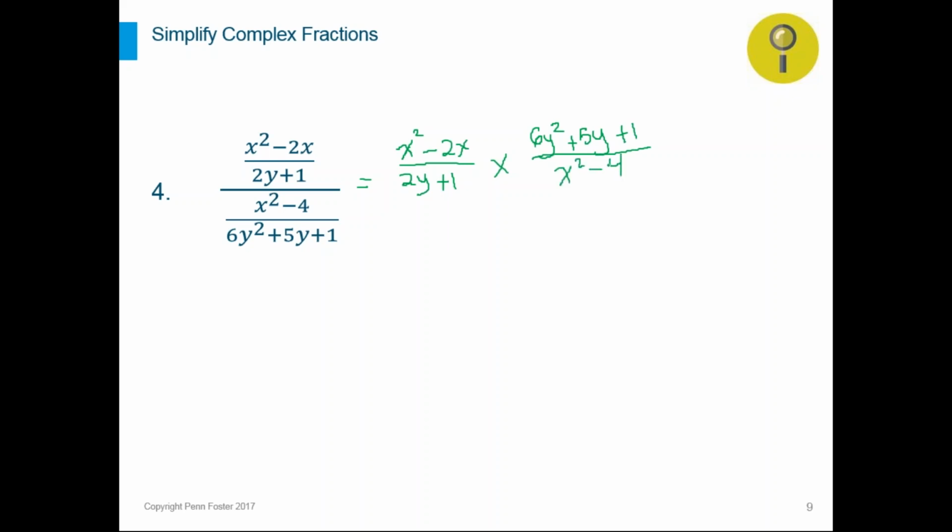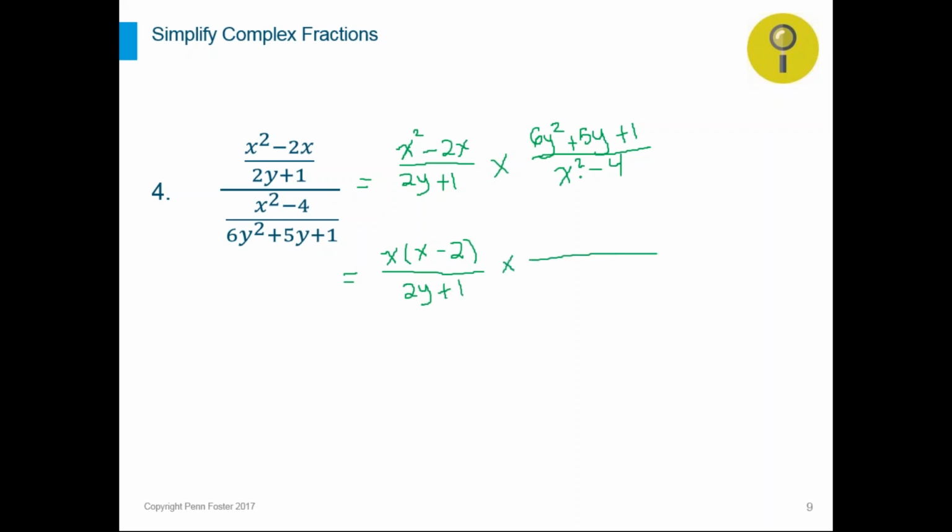Again, whenever you see a trinomial or a binomial, we need to attempt to factor. So let's do that in order. Let's factor the first numerator. So we have x squared minus 2x, so x is a common factor. Divide x squared over x is x, minus 2. And then over, we have 2y plus 1, nothing to be done in that. This is the simplest that we can get. So 2y plus 1 will stay as is, times.